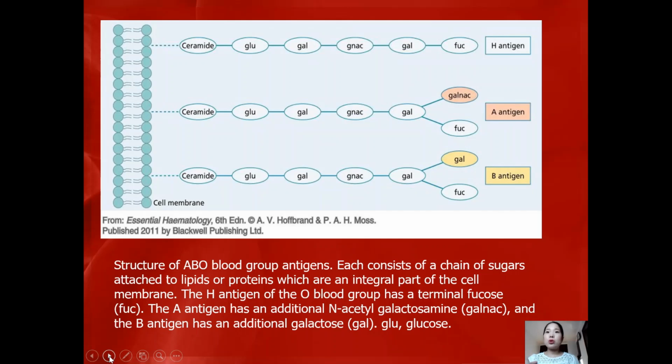This picture will show us the different ABO group antigens. Each of these chains consists of sugars that are attached to lipids or proteins. As you will see, the H antigen gives rise to your blood type O. The end is a fucose. For the A antigen, which is seen in blood type A, it has an N-acetylgalactosamine at its end. And for the B antigen, it has a galactose at its end.